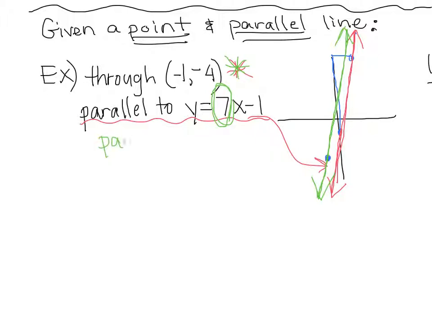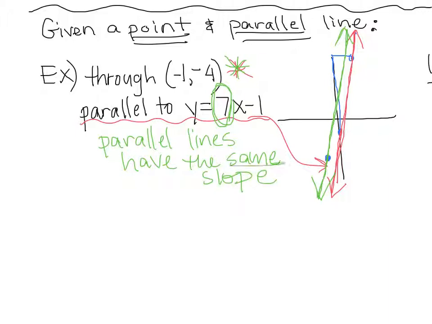So parallel lines have the same slope. Okay, so that's what's important to take out of this. So that means if our line is parallel to y equals 7x minus 1, then our line has a slope of 7. Okay, so we get to steal that slope. Now we have a slope, we have a point, and we plug into point-slope form.